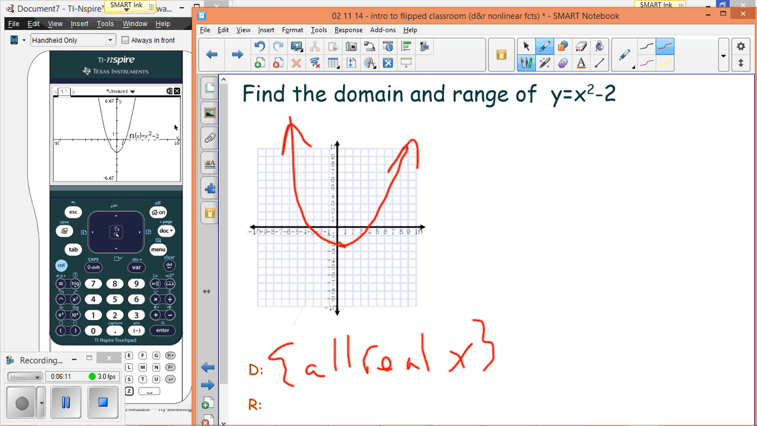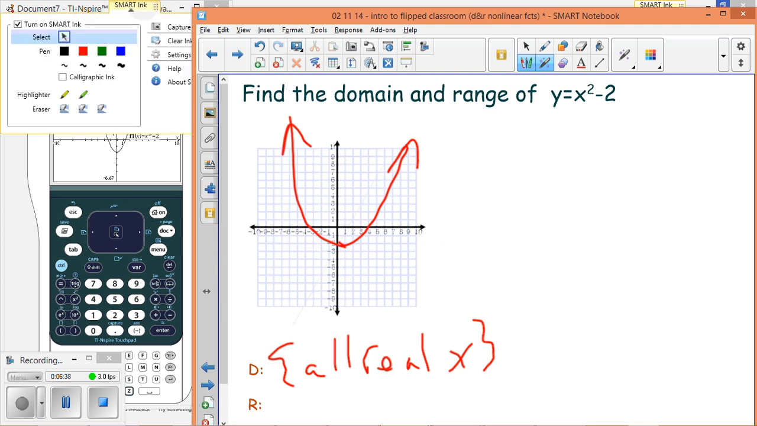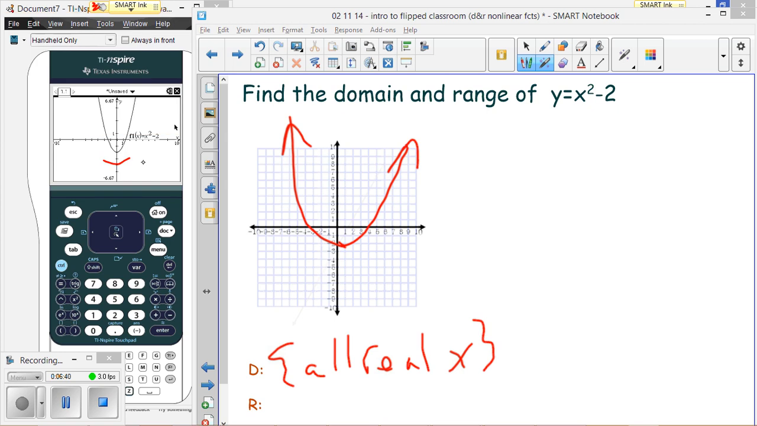Our range is just a tiny bit trickier. As you notice, going in the positive direction, it does increase forever for the y. However, as we go down, we can only go down until this point right here, and we cannot go any further. Well, what is that point? If it's a tiny bit unclear on mine, you can certainly see it over on the calculator very clearly. This is the point right here, y equals -2.